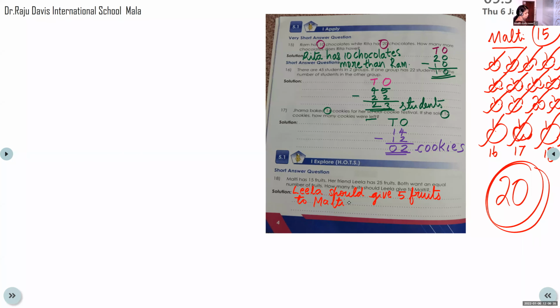So we completed this chapter, no? Yes. The test paper we will conduct next week, next class.